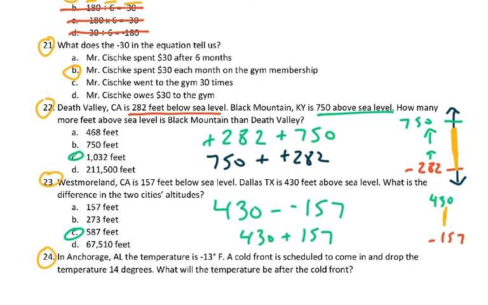24 says in Anchorage, Alaska, the temperature is negative 13 degrees Fahrenheit. A cold front is scheduled to come in and drop the temperature 14 degrees. So it's at negative 13, and it's going to get even colder. It's going to go down 14.